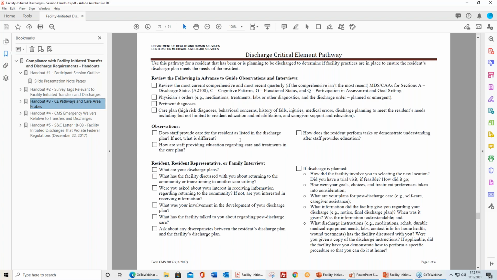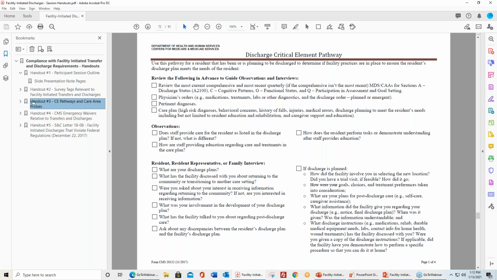And if they have identified a resident that they want to look at, or your facility requirements concerning discharge, they're going to use this critical element pathway. Under the survey process, they will have to answer all of these questions before they can come out of the survey process on their computer. So these are the exact questions, the exact things that the survey teams are going to use.